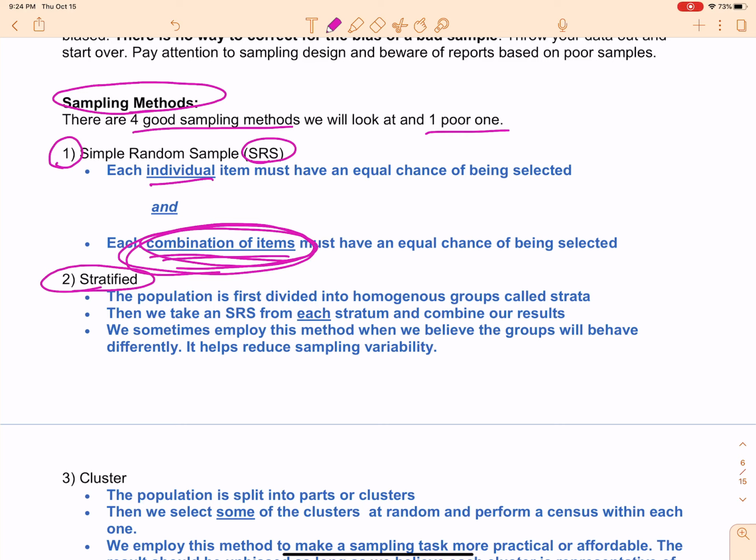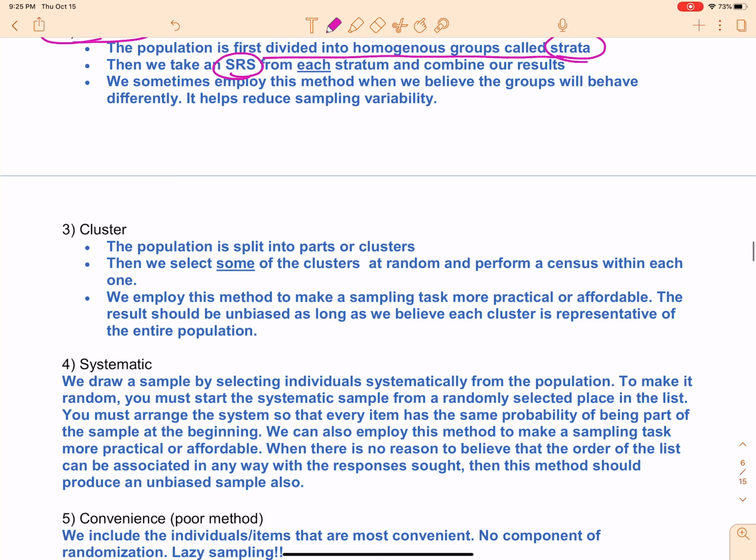Okay, the next sampling method we're going to talk about is a stratified method. Stratified is to surveying and sampling what blocking is to experimental design. There's some characteristic in the population that we believe might affect our results. So we divide our population into homogeneous groups called strata, and then we take an SRS from each of those strata. Of course this always helps reduce our variability. We don't want our answers to be all over the place. We want them kind of narrowed down so that it will actually tell us something about the population.